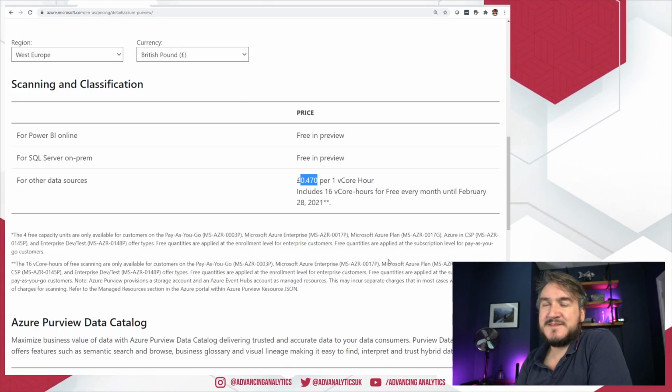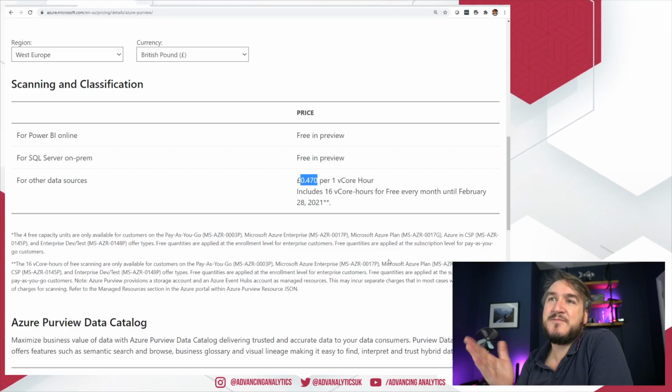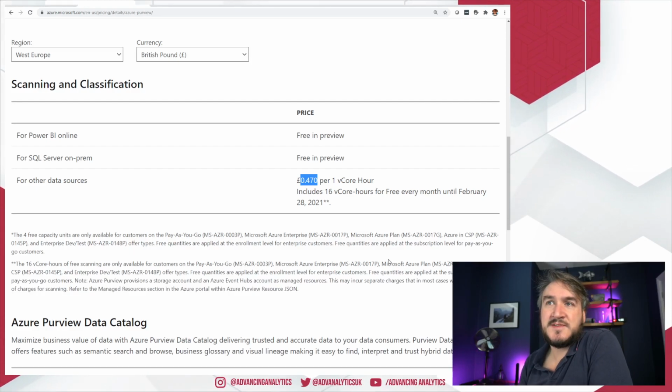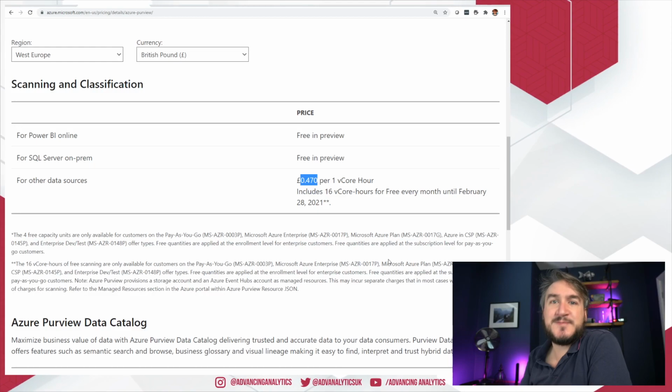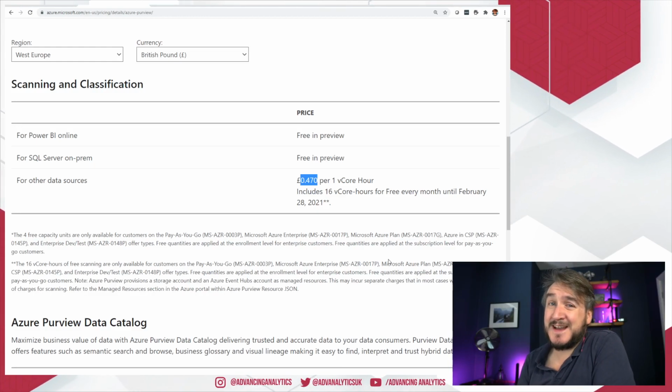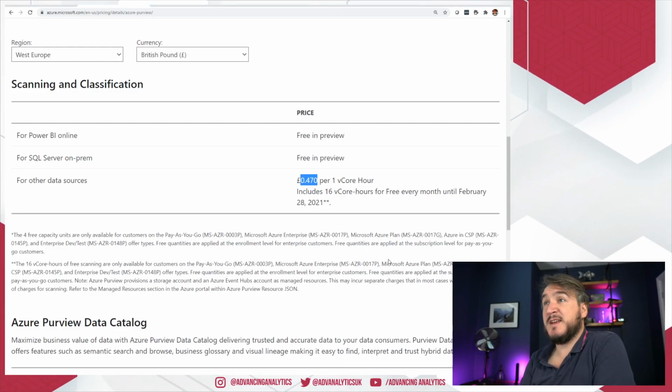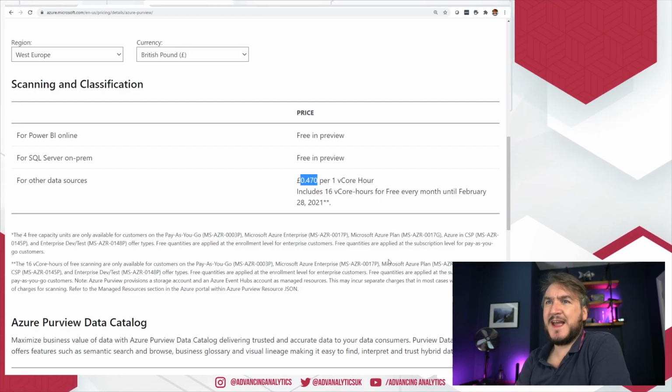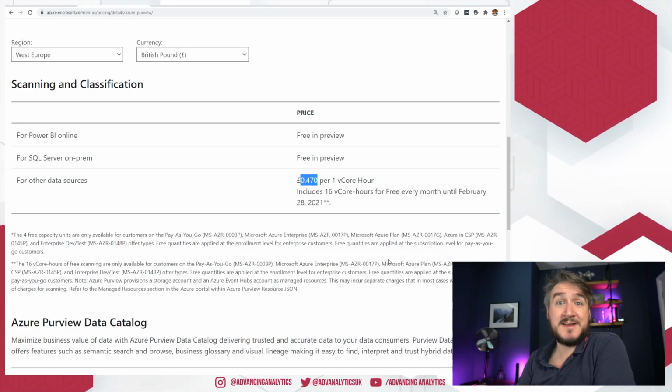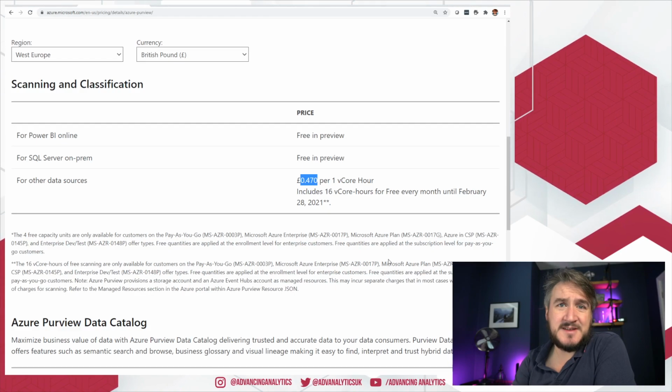But that's 0.47, so half a pound, 50p per vCore hour. So per unit hour spent scanning something. And scans don't take an hour. So if you're talking about scanning things, I think the smallest cadence that we have is a couple of times a week. That's not going to be a huge cost.